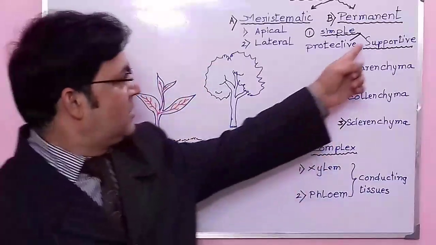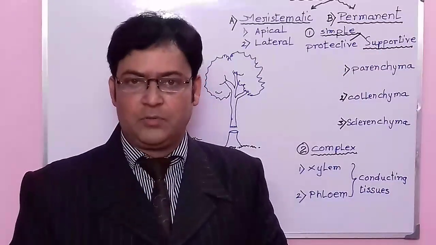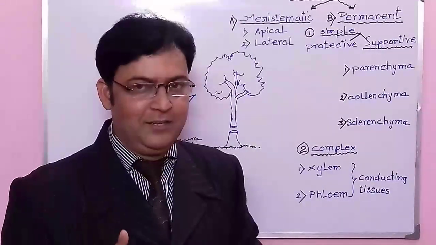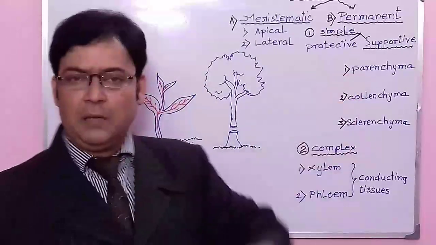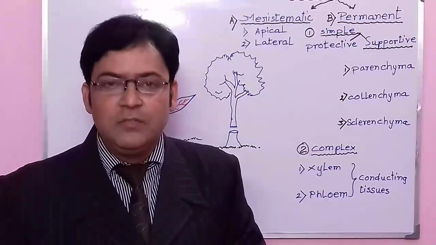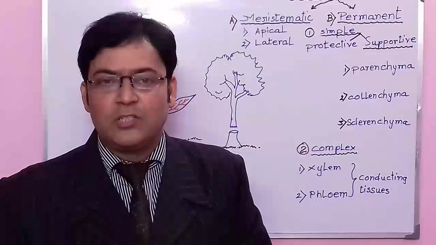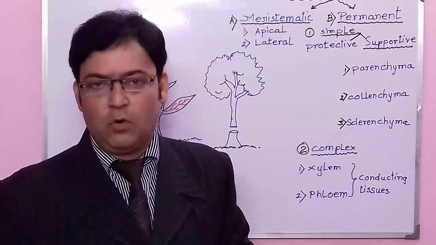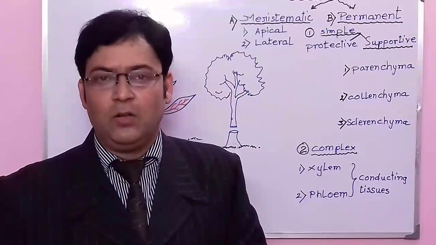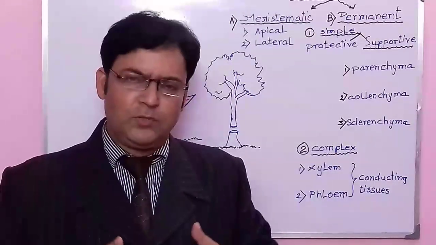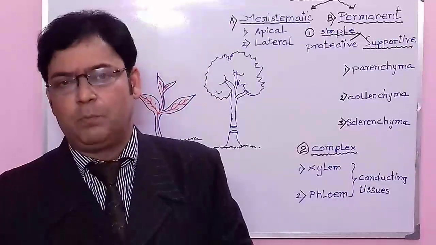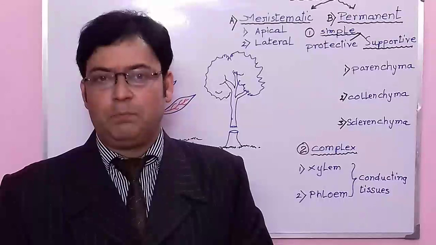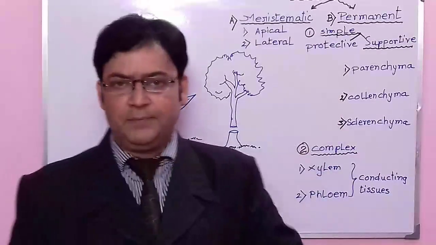Let's see supportive. Three types: parenchyma, collenchyma, and sclerenchyma. Parenchyma cells are large, they have intercellular spaces, they have vacuoles, and if they have chlorophyll, they are called chlorenchyma. They are found in almost every part of the plant and they form the bulk of the plant. Collenchyma.